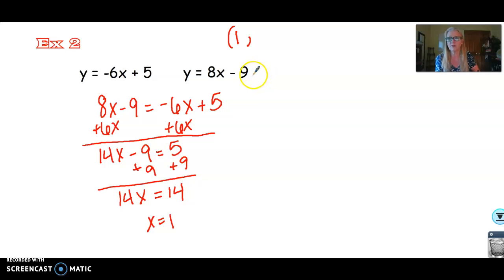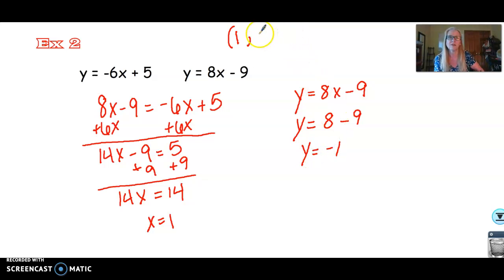Well, pick the easier of the two. This is half a dozen of one and 6 of the other, so it doesn't really matter which equation we use. I'm going to use y equals 8x minus 9. You get the same result no matter which one you pick. I'm going to substitute 1 for x. Well, 8 times 1 is 8 minus 9. Y is -1. So the solution is 1, -1.